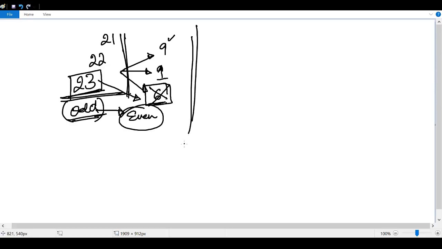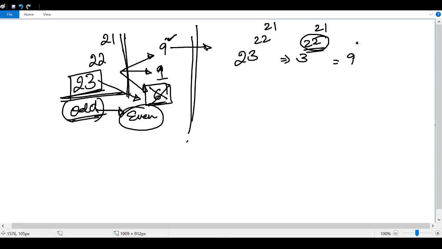Now let's understand the concept that people have used to get 9. There are two kinds of people here who can get this 9. One who will say 23 power 22 power 21 is 3 power 22 power 21. 22 is 2 more than a multiple of 4. 2 more than a multiple of 4 means this is 3 squared, 9. So 9 to the power of 21 should give me 9. So this is one kind.